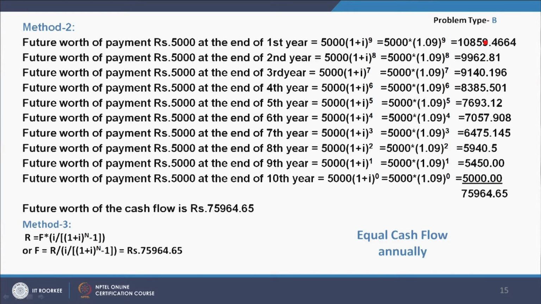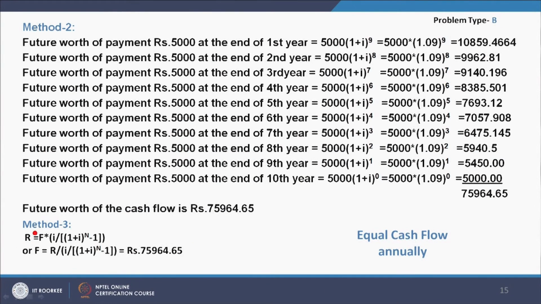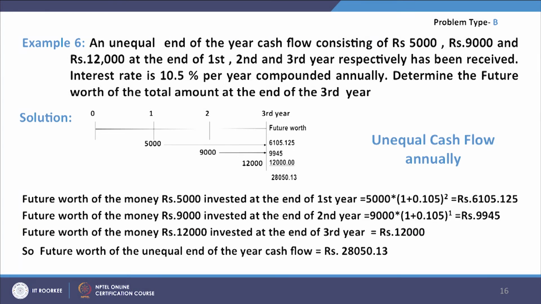So, when we add up, this comes out to be 75,964.65. Third method, we can directly use our formula to find out the future worth of the annuity R. Here we are using R symbol for annuity. So, future worth of the annuity R, if we use this formula, it comes out to be 75,964.65. Now, let us take unequal cash flow annually.